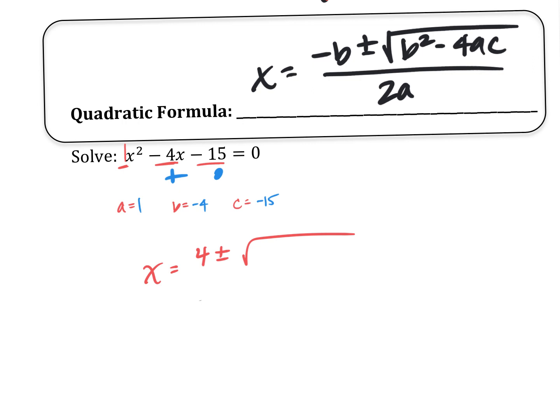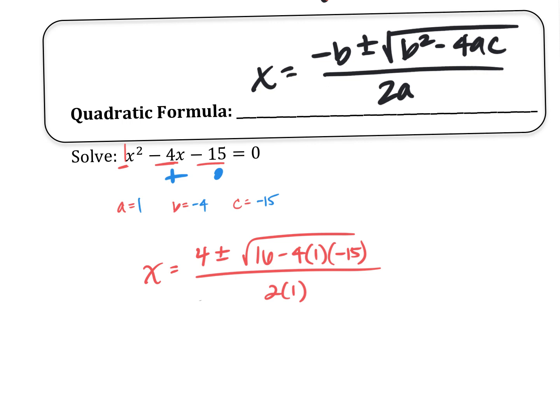What would b squared be if my b is negative 4? 16. Minus 4 times a, which is 1, and my c, all over 2a. Now, Biscuit Baby, do I really need to write 4 times 1? No. Biscuit, you could leave out that times 1. Down here, if you just want to say 2, just write 2.